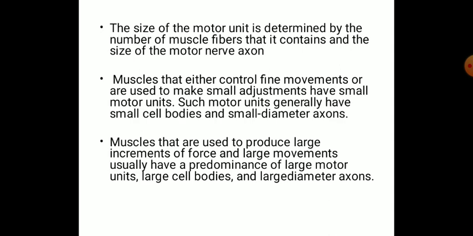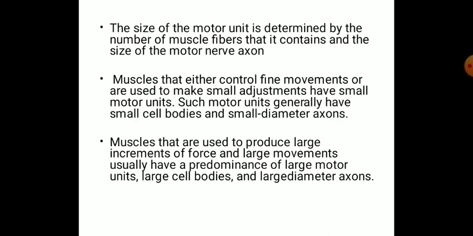Basically, the function of all these small diameter axons is to carry out small, minute functions as compared with other neurons in our human body.